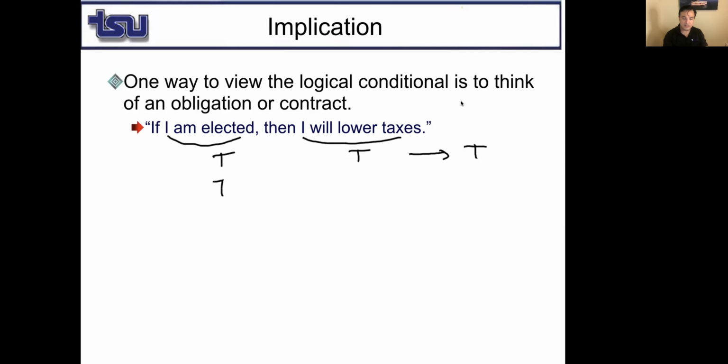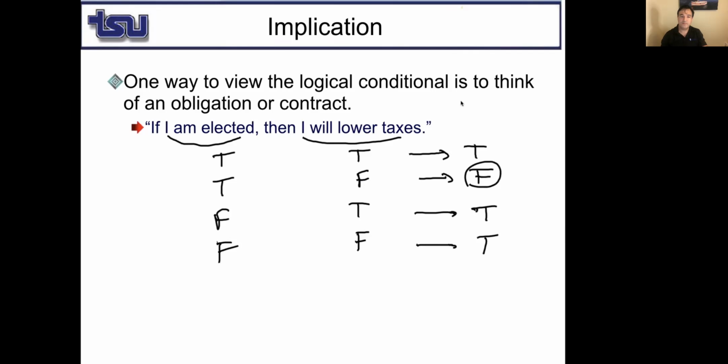Assume you're elected, but you did not lower the taxes. That means you did not keep your promise. Assume you are not elected. In that case, whether you lower taxes or not, you do not break any promise because the condition is not satisfied. That means the compound statement is going to be true. In this one, this is false, obviously, okay? So that's one way you can look at it.